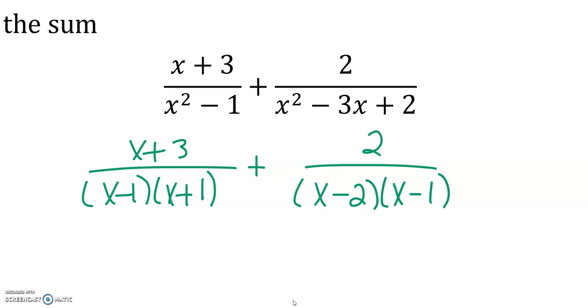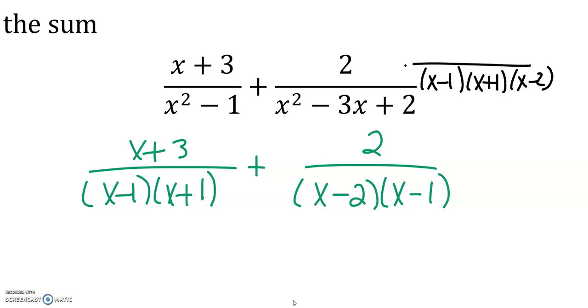So what is our least common denominator? Well, what do they have in common? They both have an x minus 1. So our least common denominator is going to be x minus 1. That's what they have in common, right? And then we need every other factor as well. So we're going to have x plus 1, and we're going to have x minus 2. So that's what our least common denominator is going to be.